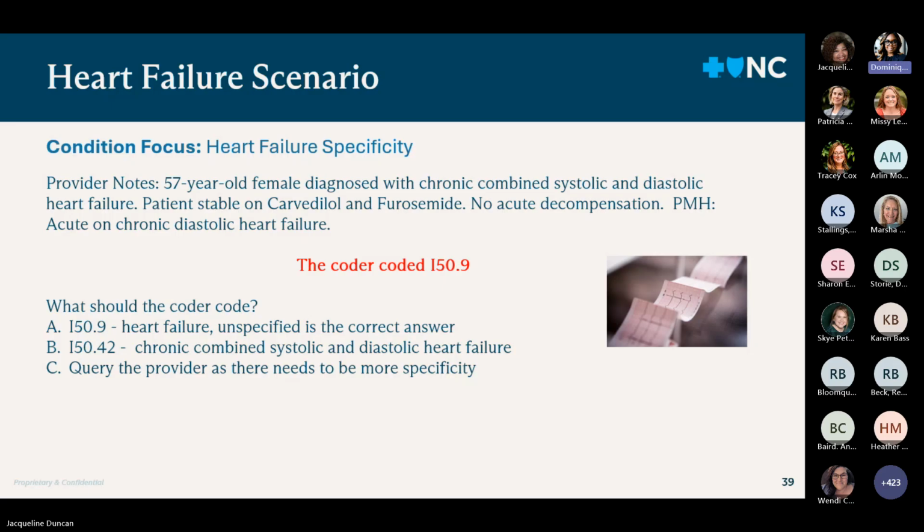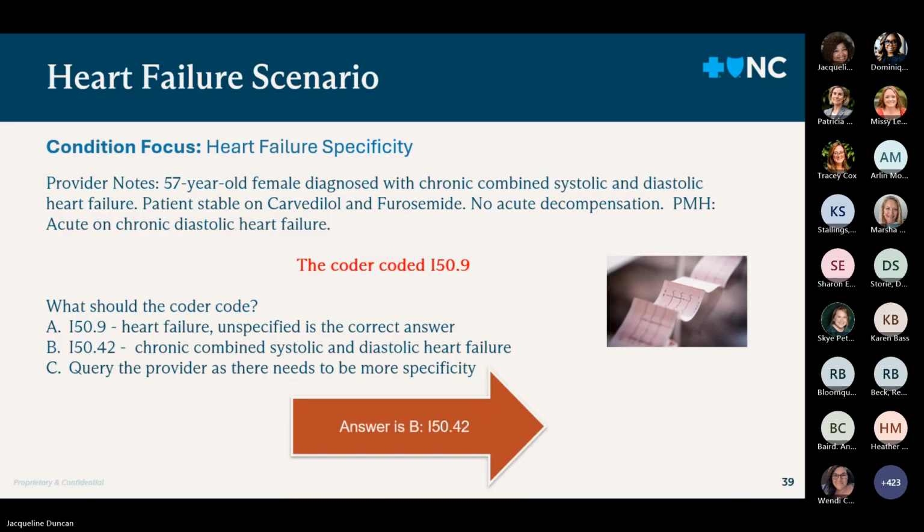Okay, if you answered B, you are correct. It might seem like a no-brainer, but this is a common error that is seen on audits. This is a simple but costly example. The provider clearly documented chronic combined systolic and diastolic heart failure, which points to the ICD-10 code I50.42. But the coder selected I50.9, heart failure unspecified, either due to EHR autocoding or lack of review of the documentation.